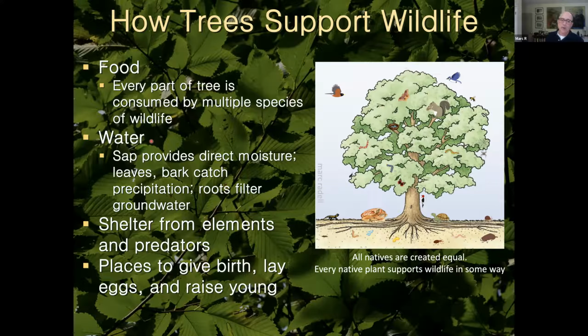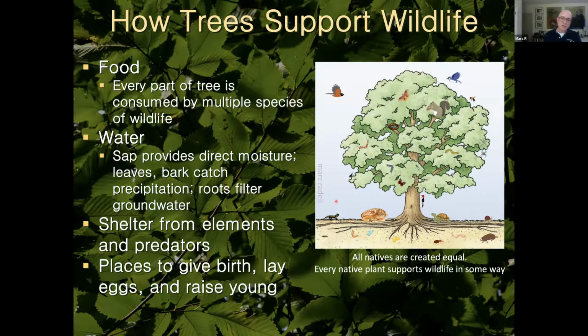Trees also provide water directly through sap, especially to insects that feed on trees. A lot of browsing animals get some of their moisture from trees, especially in drier climates. Bark also catches the precipitation, so the leaves. Sometimes you'll see animals drinking directly from the leaves or from the bark, or bathing on it. Like hummingbirds come and bathe on the leaves of my plants when I turn the sprinkler on. And the roots filter the groundwater, which makes it purer for all the species.